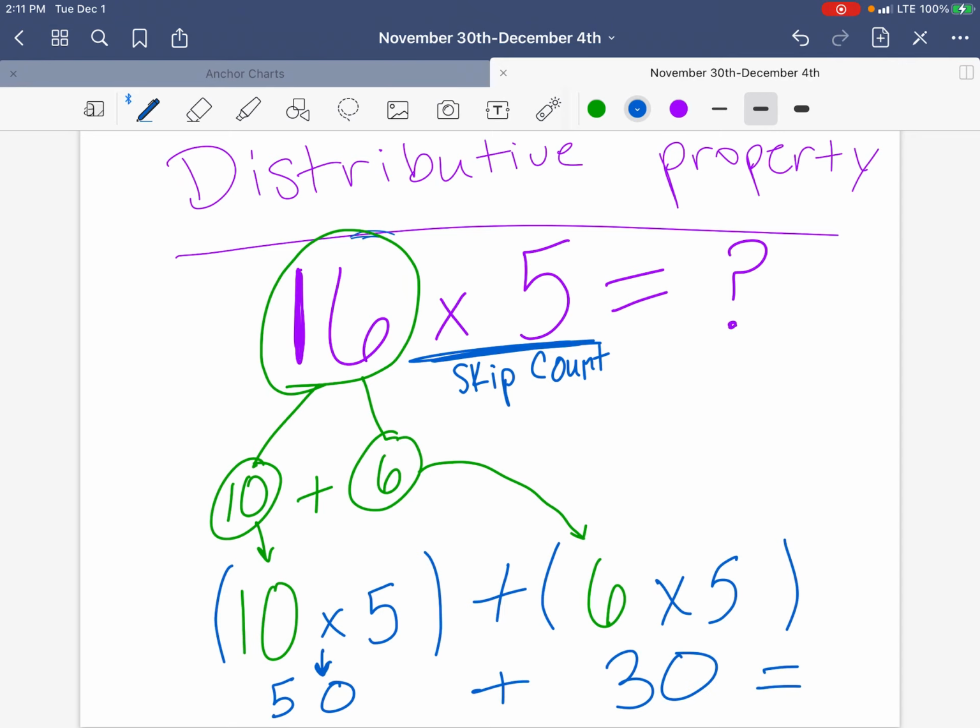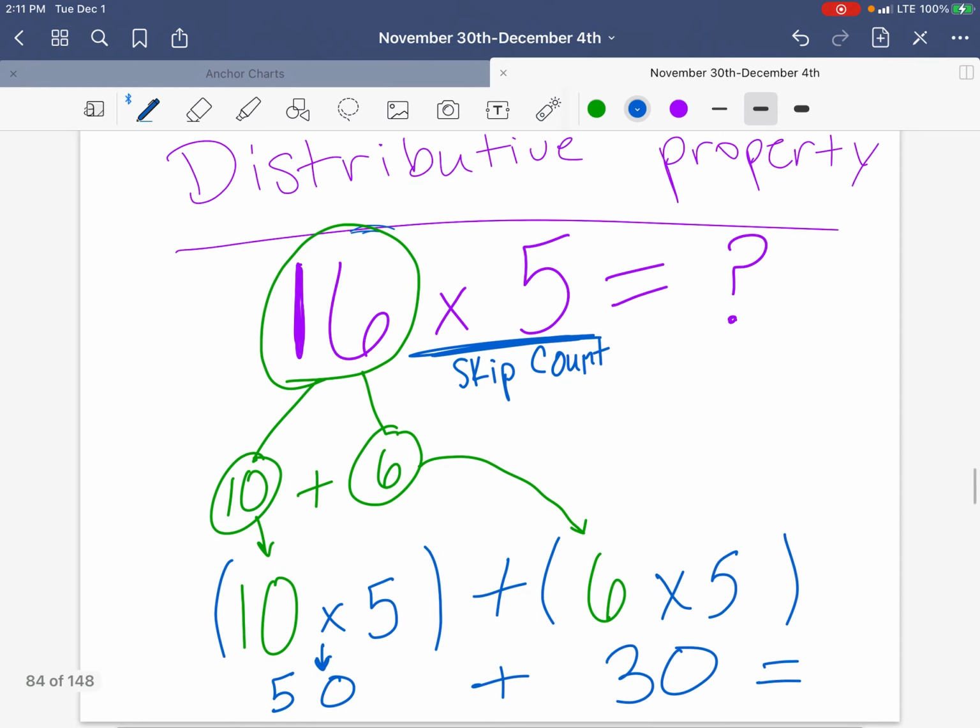So what is 50 plus 30? I can do it like this and break apart the ones and the tens. I can say 0 plus 0 is 0. 5 plus 3 is 8. So 50 plus 30 is 80.